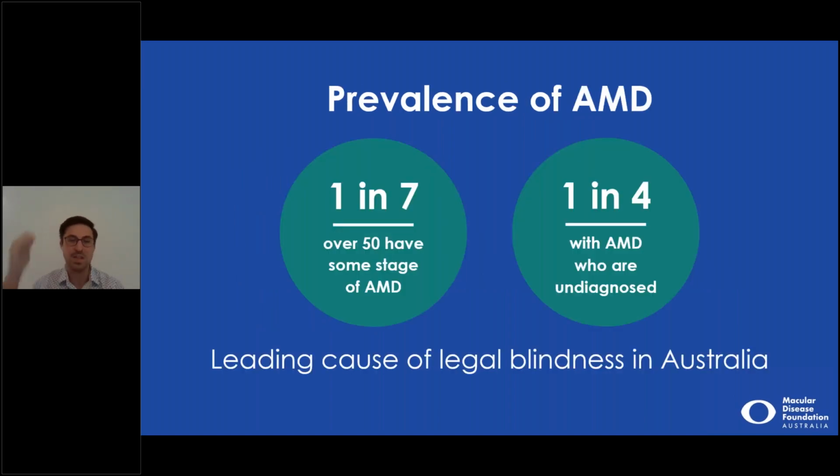But very much to begin with, I just wanted to give you a little bit of background and context. Firstly, in terms of prevalence of AMD in Australia, we know 1 in 7 over 50s have some stage of AMD, with 1 in 4 patients being undiagnosed. So that is a lot of this condition out there, and more worryingly, a lot of it that we do not know about. And the reality as well is that macular degeneration is the leading cause of blindness in Australia. And of course, there's plenty of it out there that we haven't found yet.